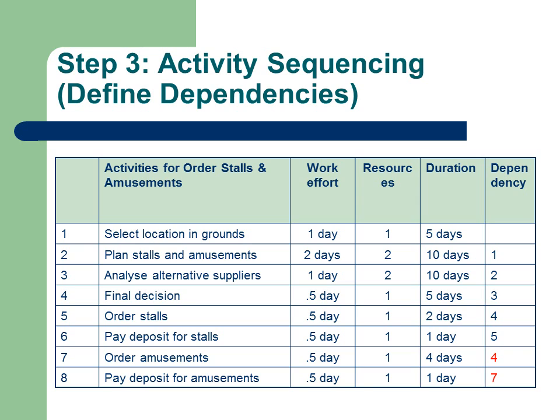However, it will be possible to order and pay the deposit for the amusements at the same time as we order and pay deposits for the stalls. In other words, these activities can be done in parallel. This means that activity 7, ordering the amusements, is also dependent upon completion of activity 4, the final decision.